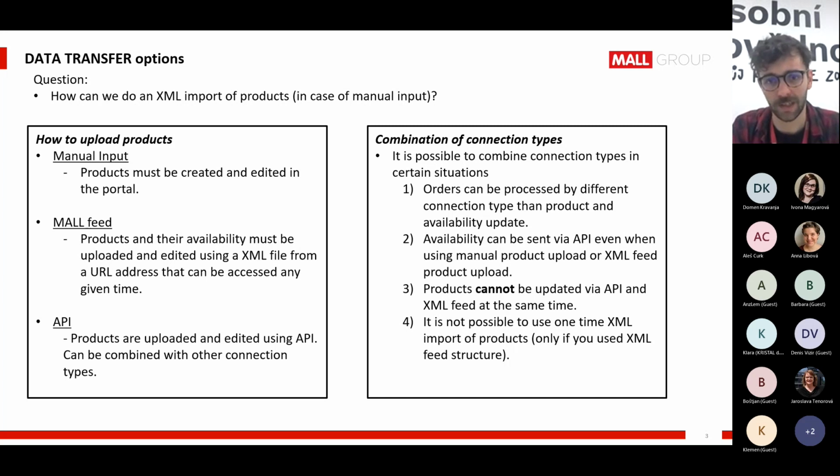On the right side, I just highlighted a couple of pieces of information that cannot be done. It is points 3 and 4. Products cannot be updated via API and XML feed at the same time.